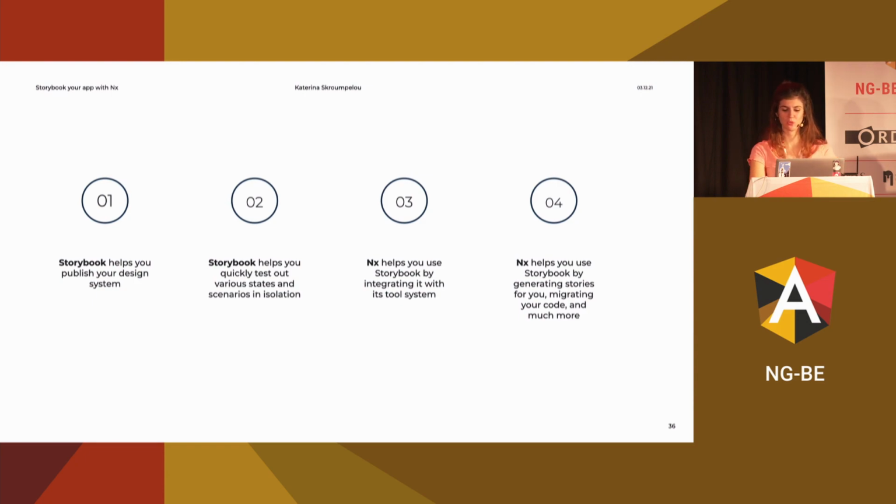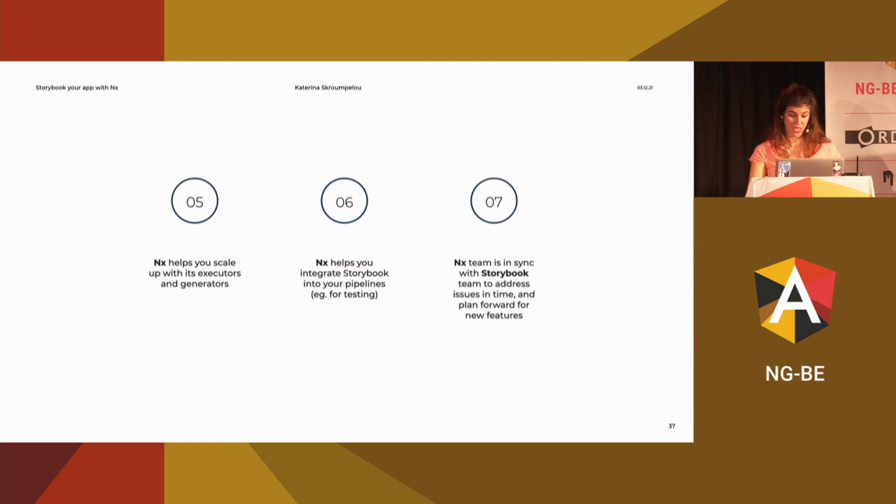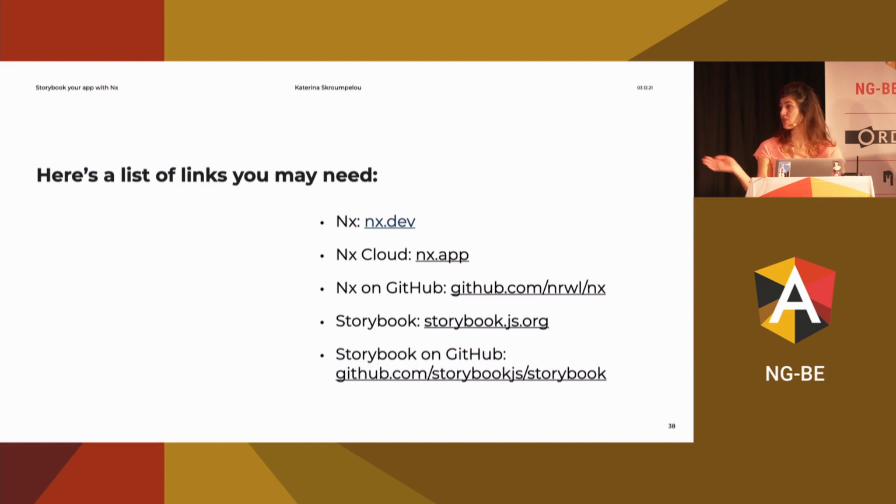Nx helps you use Storybook by generating stories for you, migrating your code, and much, much more. Also, Nx helps you scale up with these executors and generators. Nx helps you integrate Storybook into your pipelines, for example, for testing. So it would be very common, instead of just adding your E2E test and your unit test, to just add some testing with Storybook in your pipelines to make sure that everything looks and works as it should. The Nx team is in sync with the Storybook team to address issues in time and plan forward for new features.